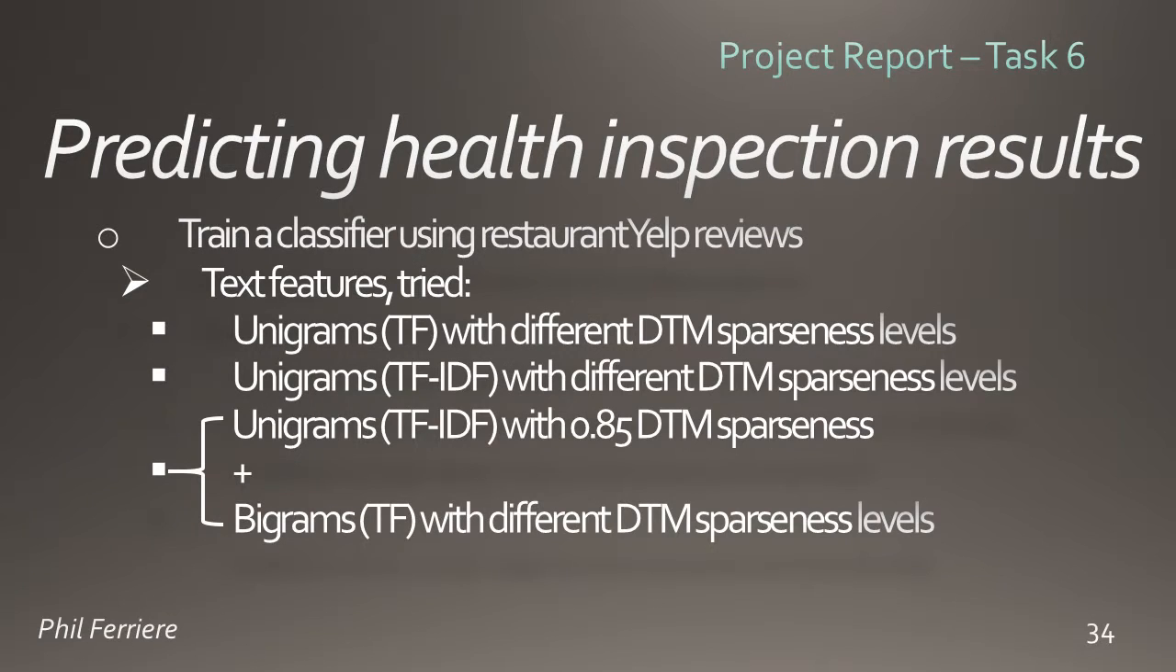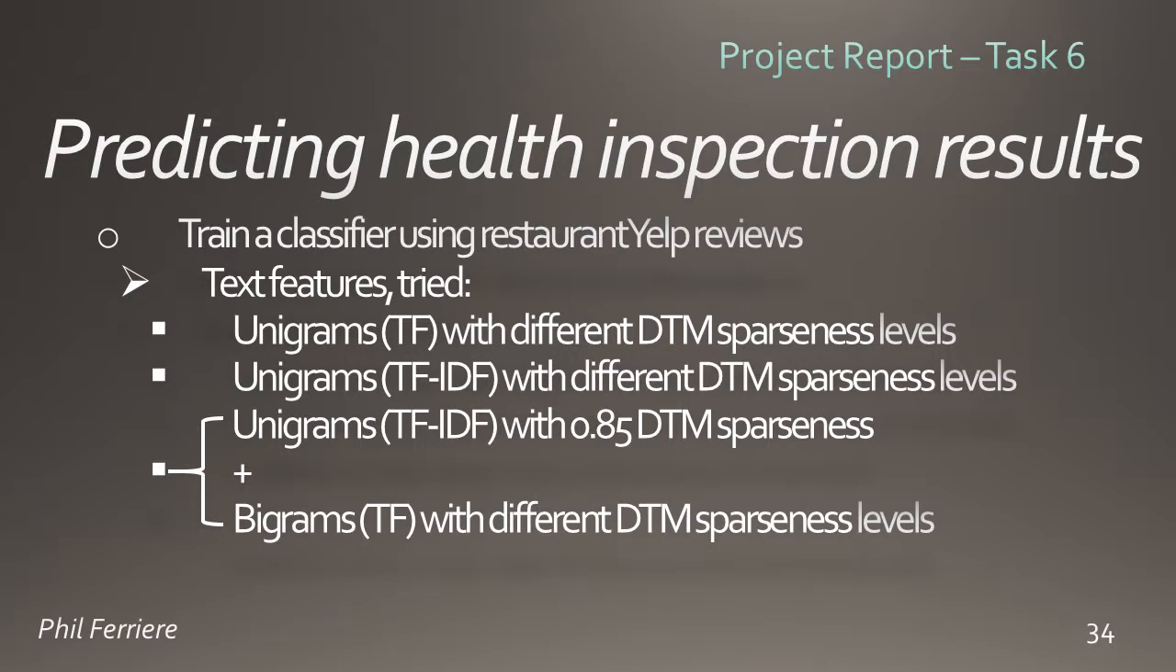I tried different text feature representations, using combinations of unigram and bigram models at different DTM sparseness. Sparseness here really defines the size of the document term matrix. At a sparseness of 0.85, the DTM only contains terms whose proportion of zero counts is less than 85%. It allowed me to work with only a few hundreds of text features, not tens of thousands.